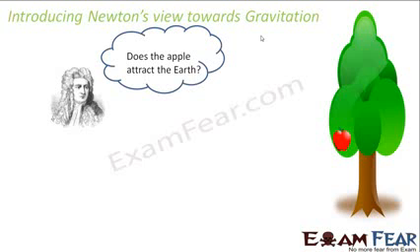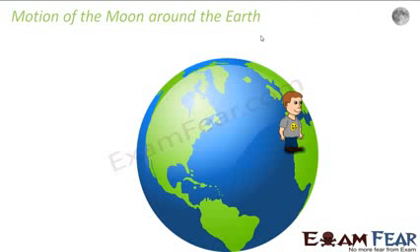So does that mean that the apple also attracts the earth? Or is it only the earth which attracts the apple? Now, if the earth attracts the apple, does that mean it attracts every other object? That means every other object should fall towards the earth when left free, right? So he started thinking about this. The next thing that struck his mind was the moon, the motion of the moon around the earth.